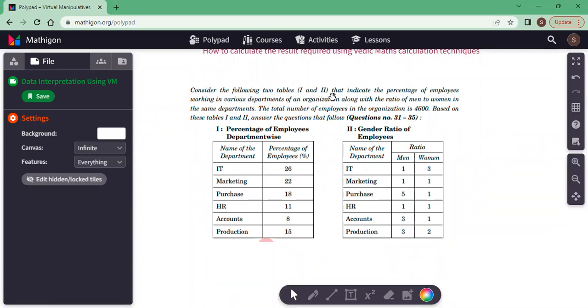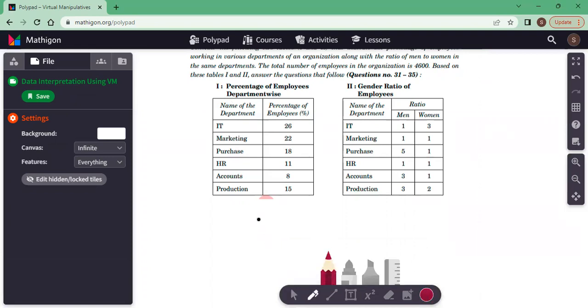So consider the following two tables that indicate the percentage of employees working in various departments of an organization along with the ratio of men. That means they have given the ratio of men to women in table 2. In table 1, they have given the percentage of the employees department wise. The total number of employees in that particular organization is given as 4,600.